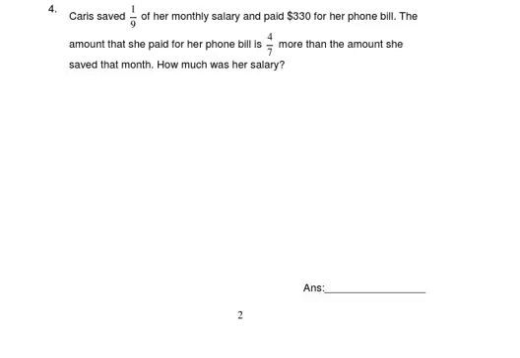Okay. So, next question. Carrie saved 1/9 of her monthly salary and paid $330 for her phone bill. The amount that she paid for a phone bill is 4/7 more than the amount she saved that month. Okay, how much was her salary? Okay, let's look at the amount that she paid for her phone bill is 4/7 more than the amount she saved that month. So, let me give you a very simple example.